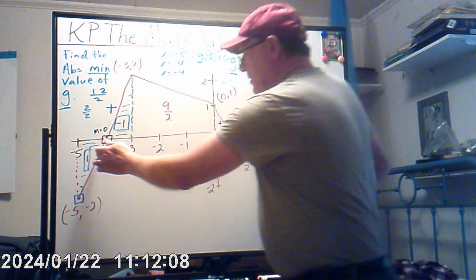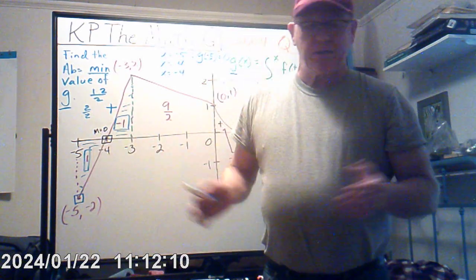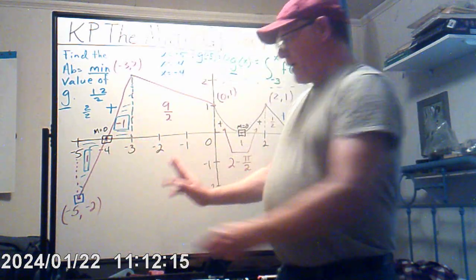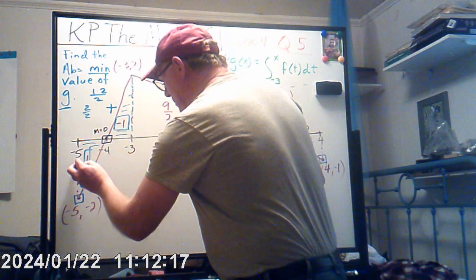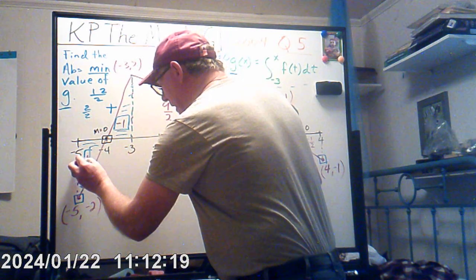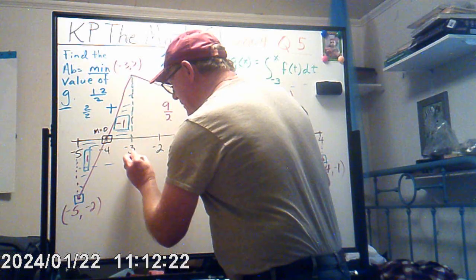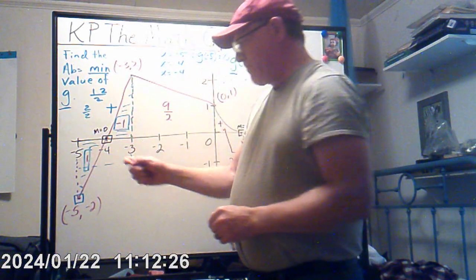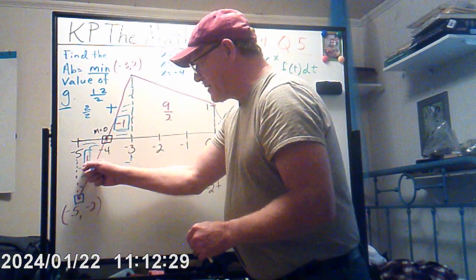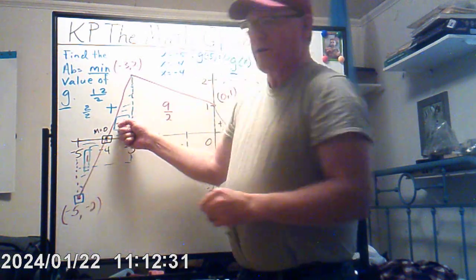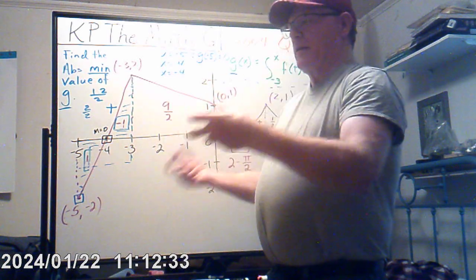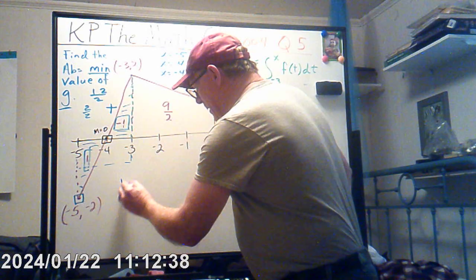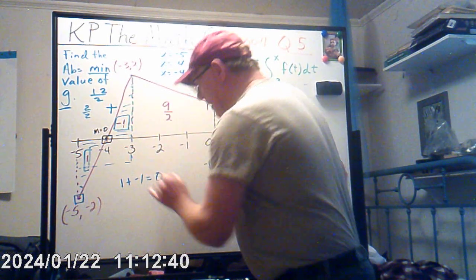If you have two triangles of the same area like this, and you're looking at this region from negative 5 to negative 3, you're looking at this triangle and this triangle. No matter whether you understand this to be 1 or negative 1, or this to be 1 or negative 1, the displacement area is what you're looking for. So 1 plus negative 1 equals 0.